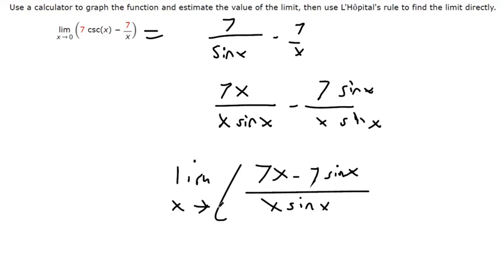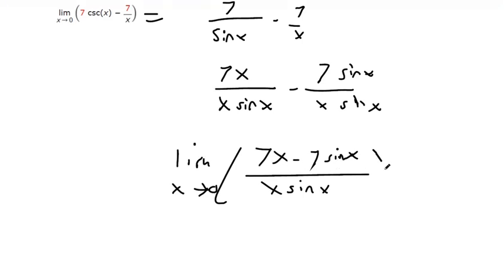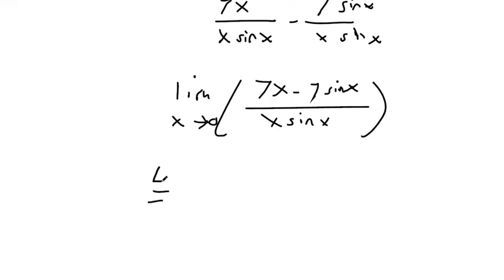Yeah, the denominator is going to be 0 as x approaches 0. The numerator is going to be 0 minus 0. So we have indeterminate form. So using L'Hopital's rule, I'm just going to write limit, not write the rest of the limit notation. The derivative of the numerator is 7 minus 7 cosine x.